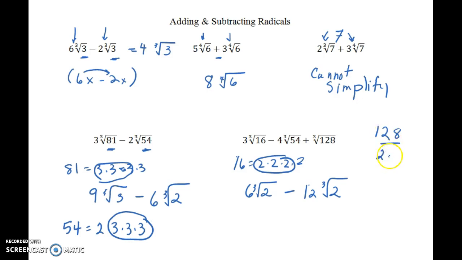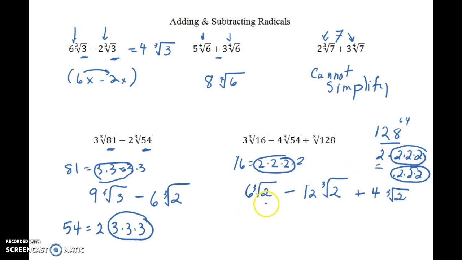times 128 gives us 64. So we've got a lot of 2's here. 64 is 2 times 2 times 2 times 2 times 2 times 2, right? 8 times 8 is 64 times 2 more is 128. That means that I have a group of 2's and another group of 2's that come out. 2 times 2 is 4. Cube root of 2, because I have a 2 left.